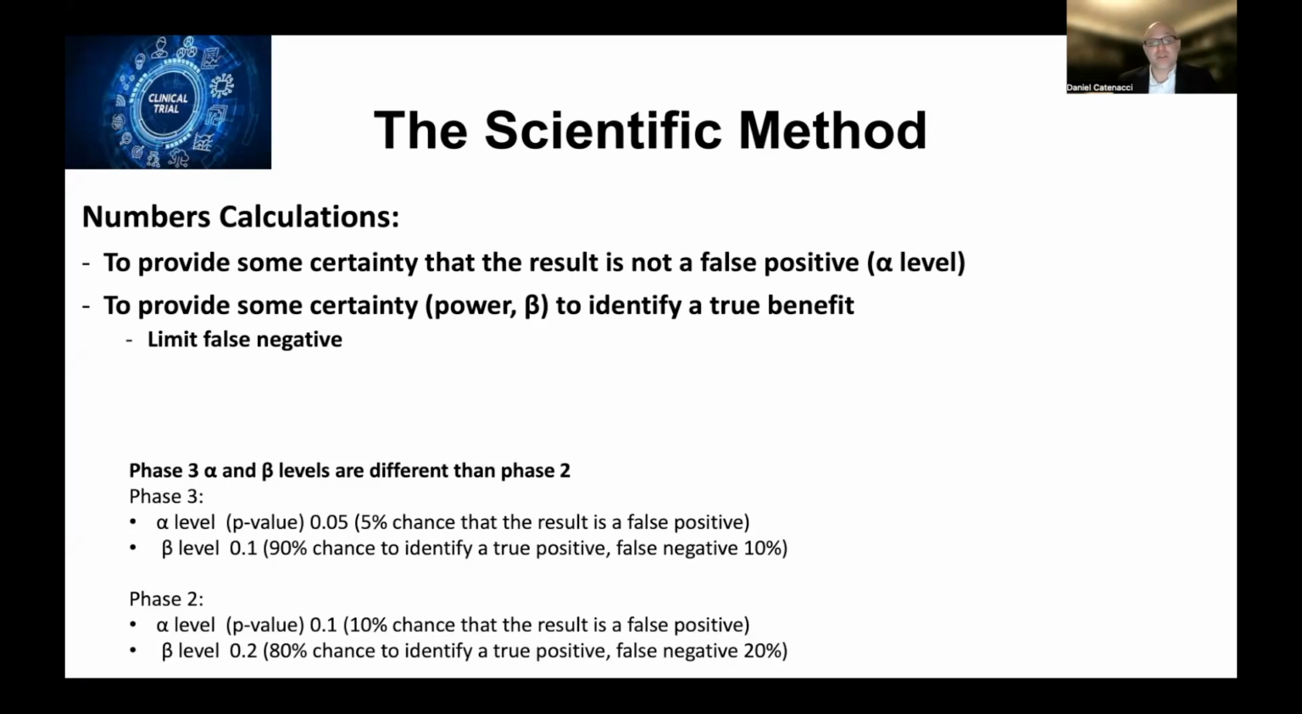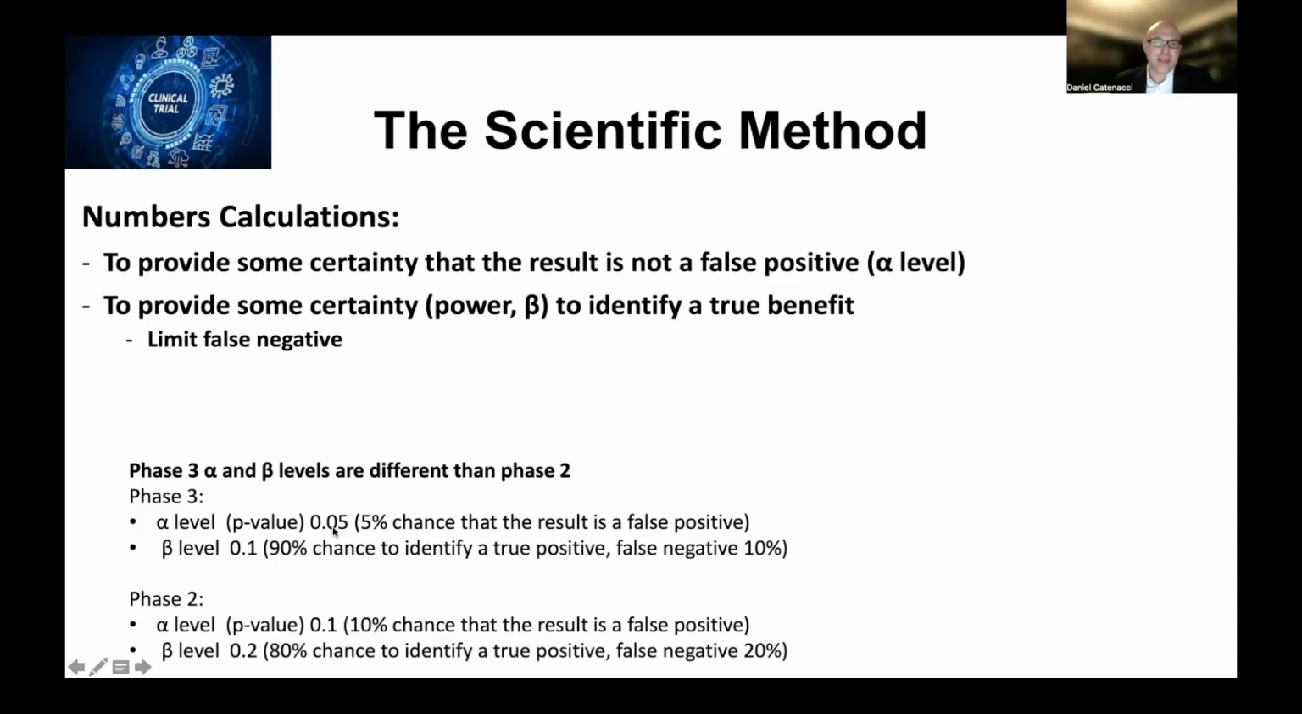And the next thing we have to understand is that phase 3 alpha and beta levels are different than phase 2 levels. And so in a phase 3 study, where we really want to limit false negatives and false positives, we make the analysis stringent. And so we usually set that p-value, or the alpha level, at 0.05. What does that mean?